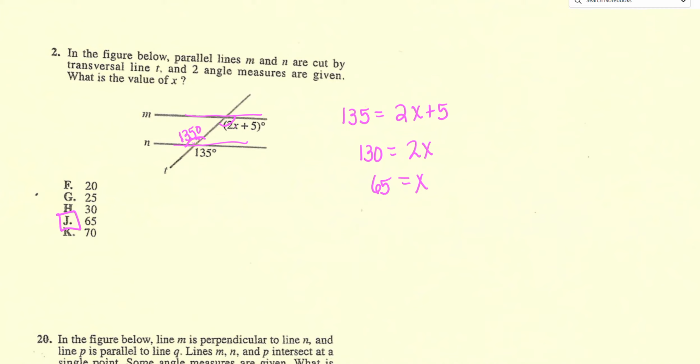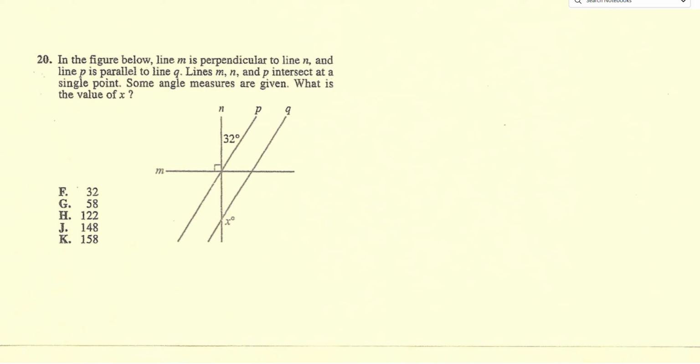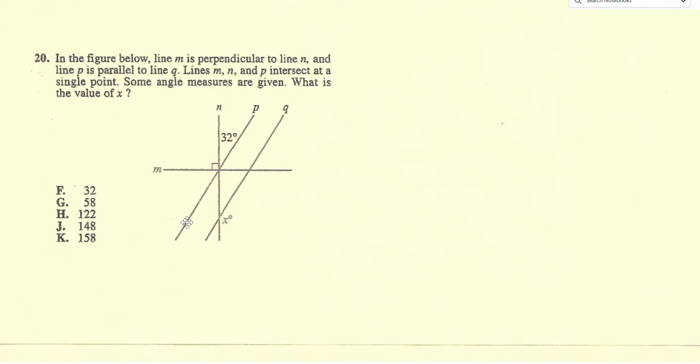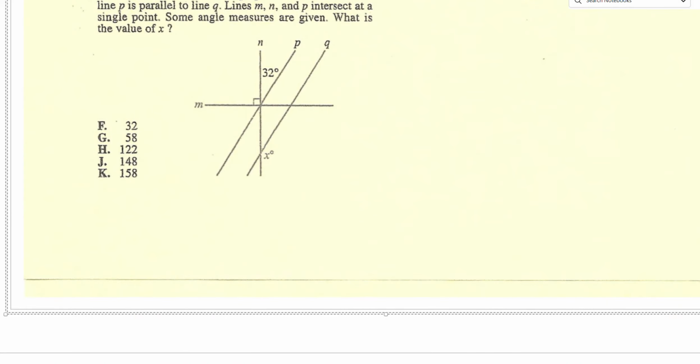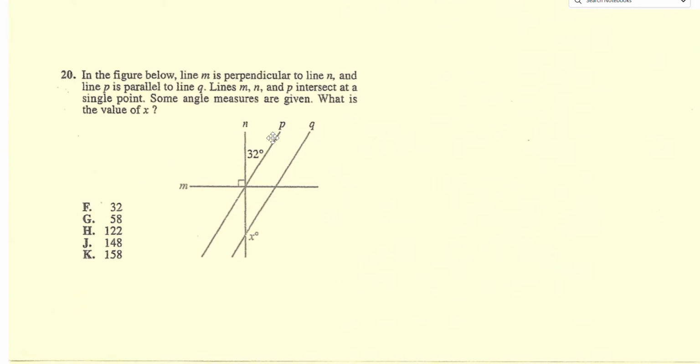Answer J. Number 20. In the figure below, M is perpendicular. That just means you have a right angle there. And we've got parallel lines again. The lines that look parallel are the parallel lines. So this is parallel to this right here. They look to be parallel. So I know that this is parallel to this. So I'm going to be able to use my alternate interior and all of those kind of things. And so what is the measure of x?